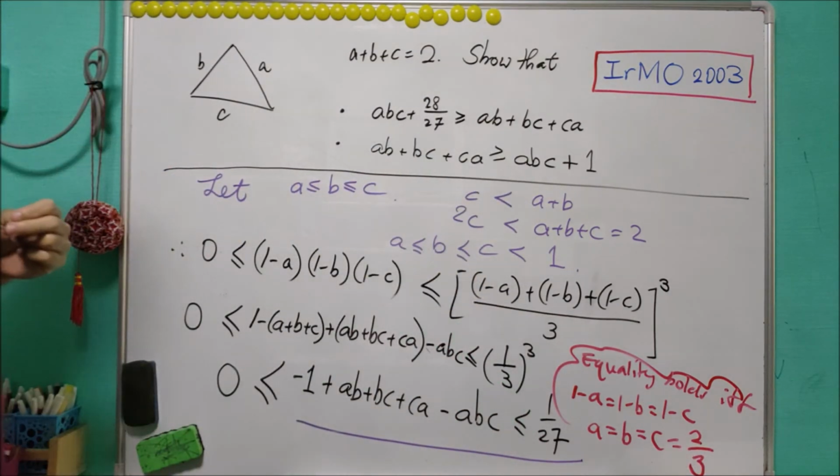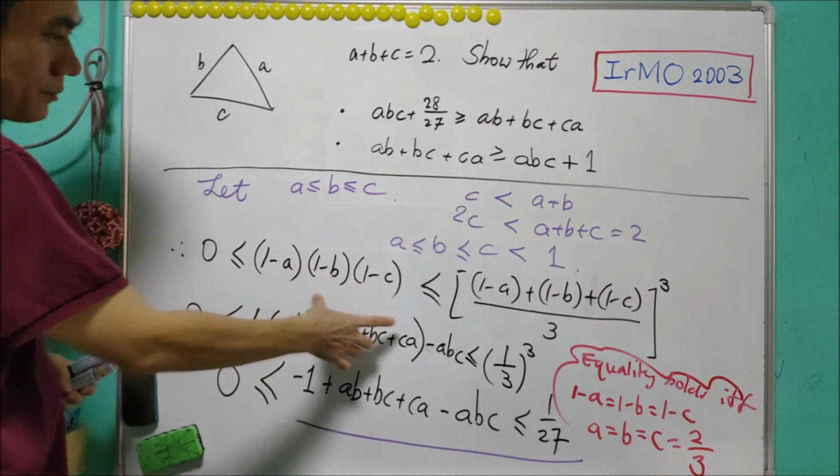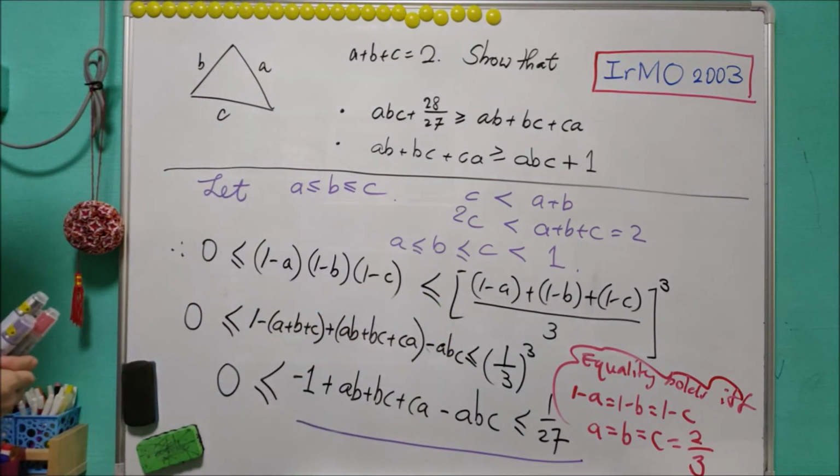We use two standard ideas to prove these inequalities. Number 1, the triangle inequality. Number 2, the AM-GM inequality. And that's all for today's lesson.